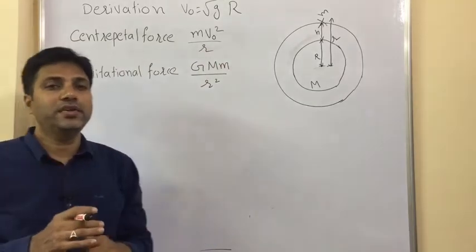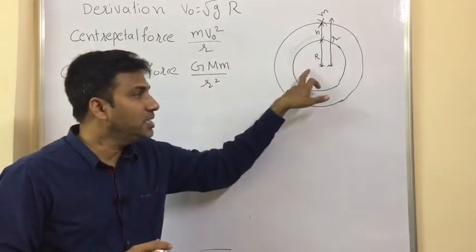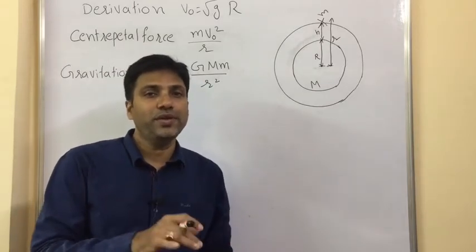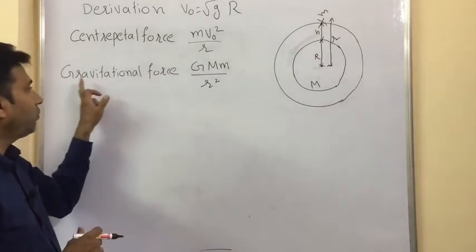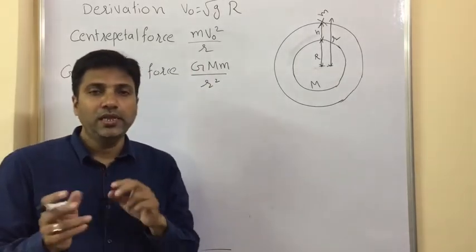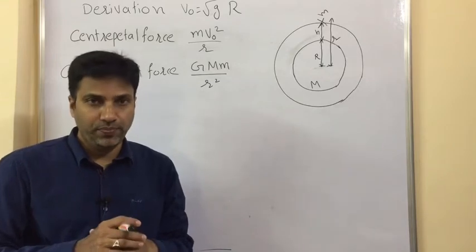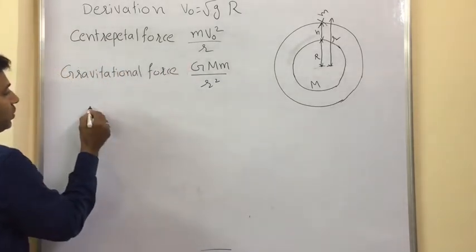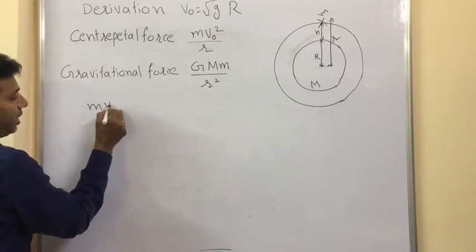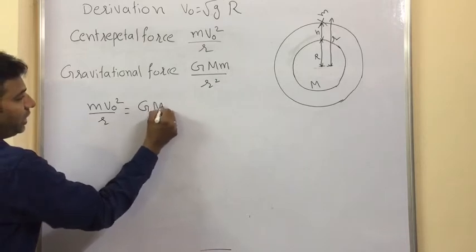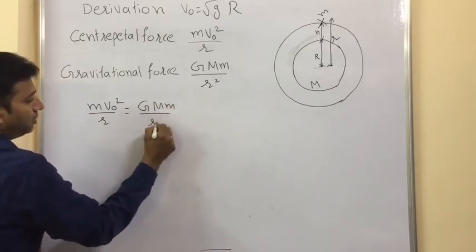So from where is the centripetal force coming? Earth is providing the centripetal force. So that centripetal force is coming from gravitational force. Therefore, the gravitational force is G M m by r square. These two forces are equal. Therefore, we are equating them. So we can write m vo square by r equal to G M m by r square.